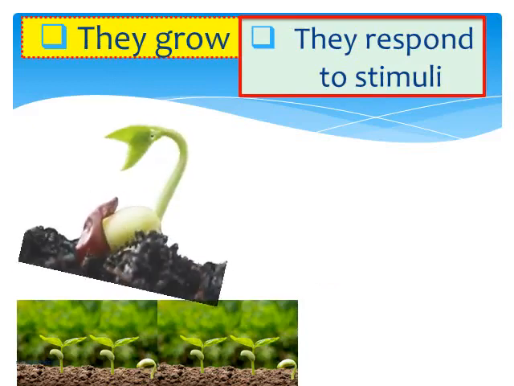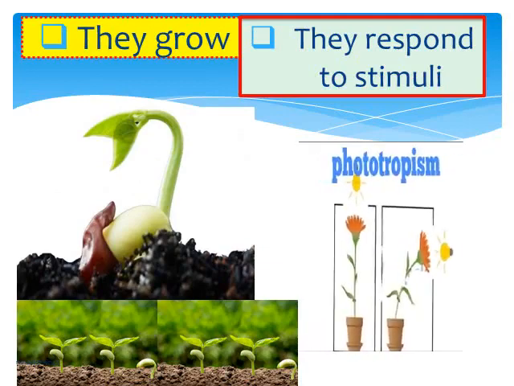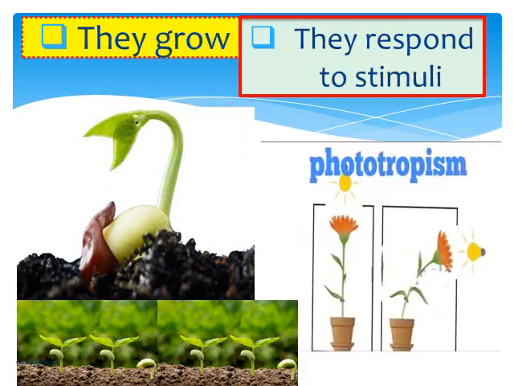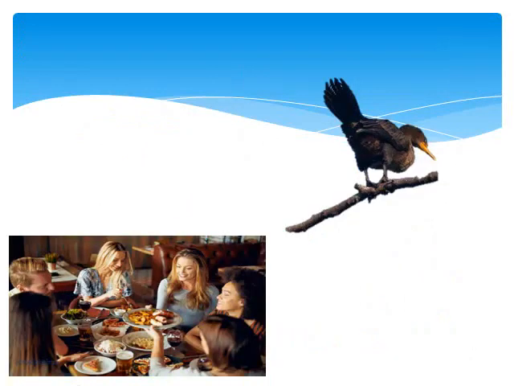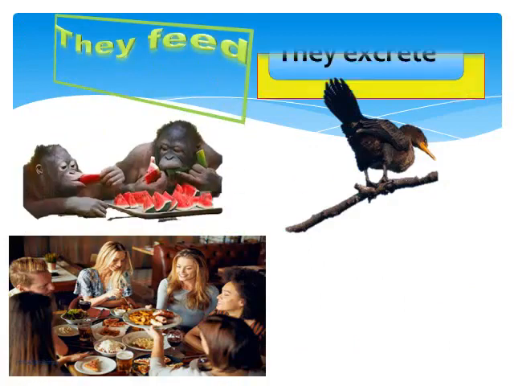You see seeds germinating, probably that is a bean seed. Also on germination, we shall have a video about germination. Then they respond to stimuli, for example plants, through a process called phototropism. They need to go and look for light where they can. Then when you see people eating a bird there, it means living things, they feed.